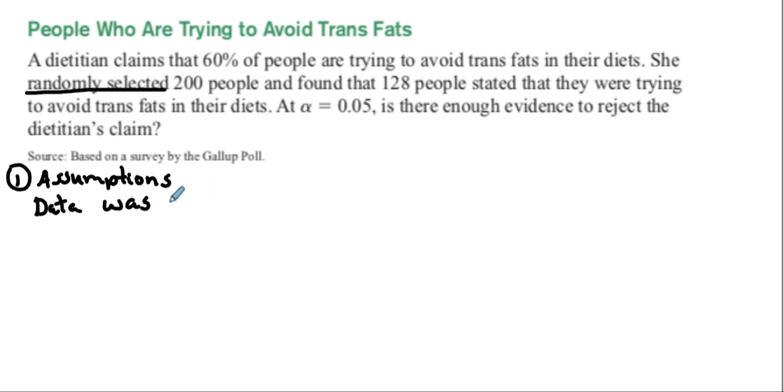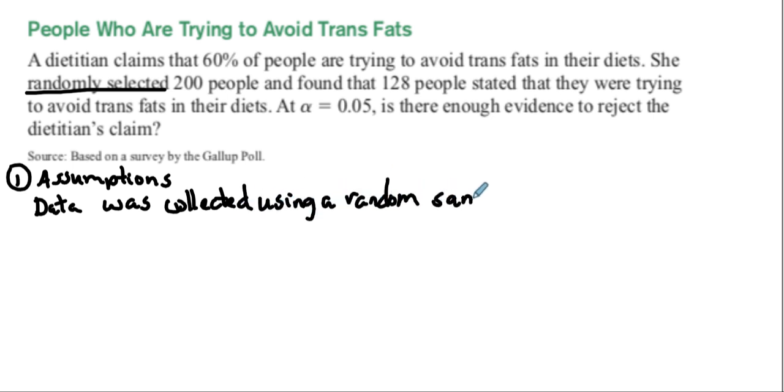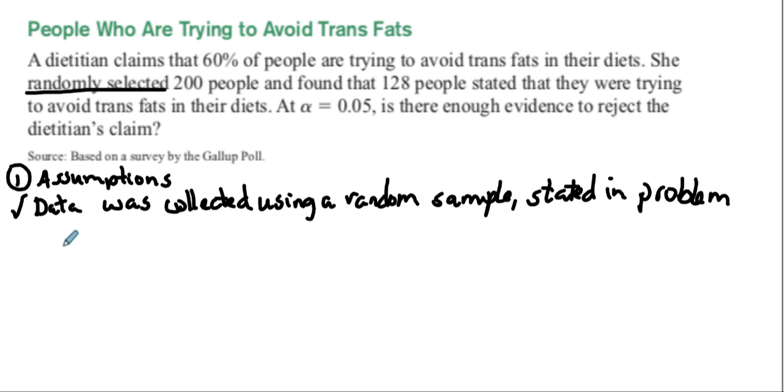So recall that our first assumption is randomization. This time we know that our data was selected randomly. It was stated in the problem. The assumption is normally distributed.